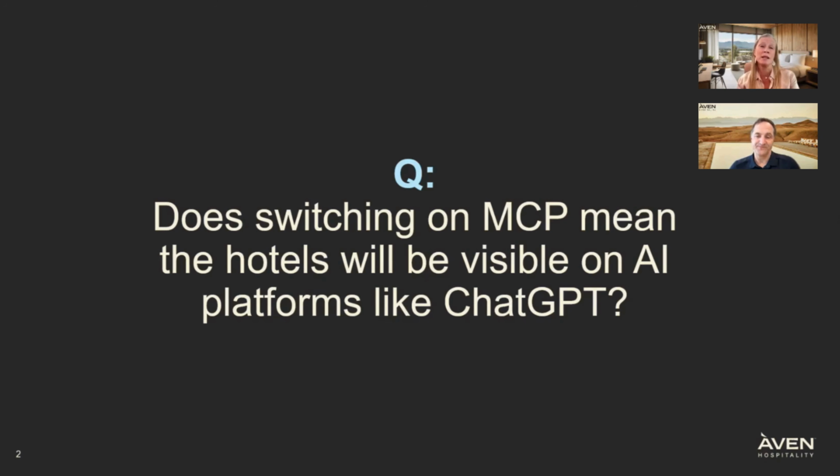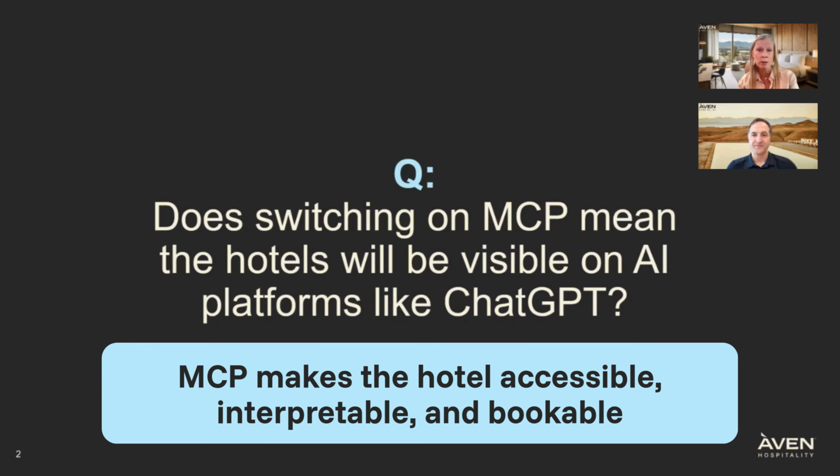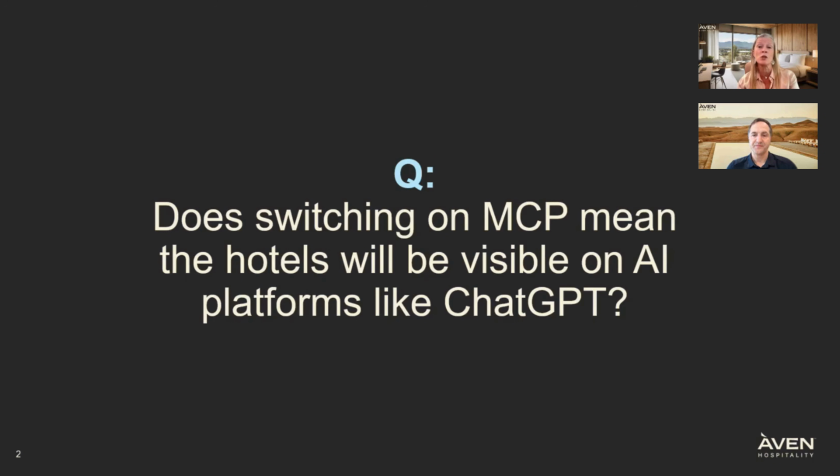Yeah, the short answer is no, it doesn't. Switching on MCP doesn't automatically make your hotel visible in AI platforms. What MCP does is it makes the hotel accessible, interpretable, and bookable by AI. But visibility really depends on whether AI chooses to use it. I talked earlier in the presentation about the way that AI platforms are consuming data at different stages, from SEO, search engine optimization, to GEO, generative engine optimization, to MCP. But visibility still depends on whether AI chooses to use MCP.